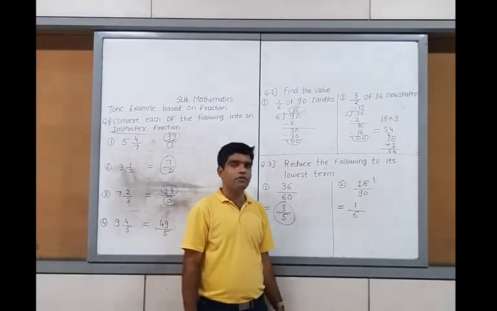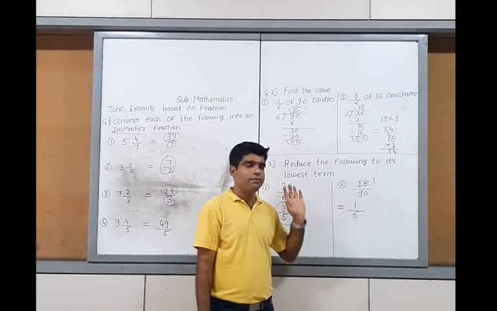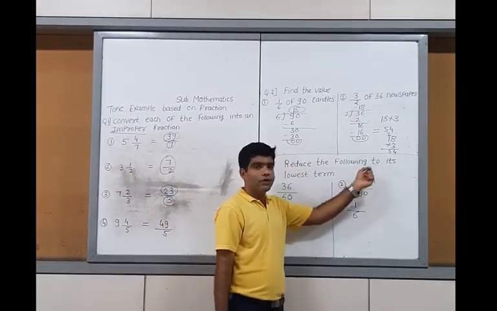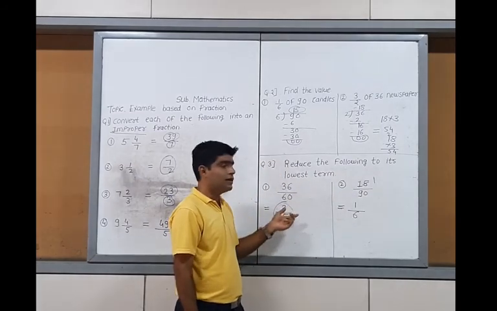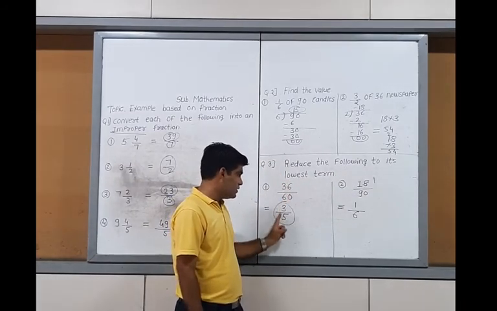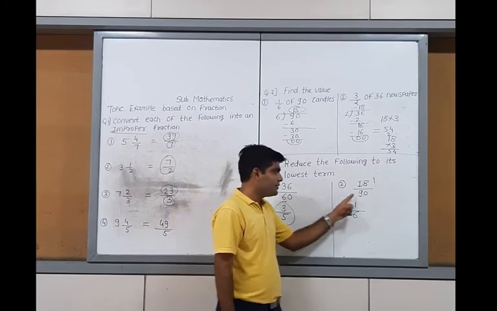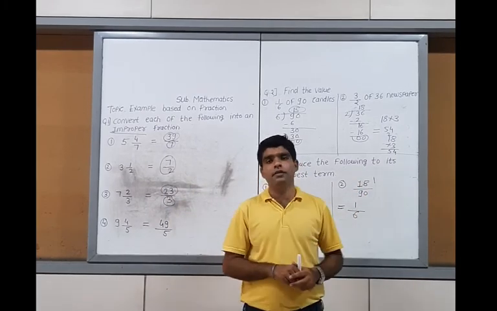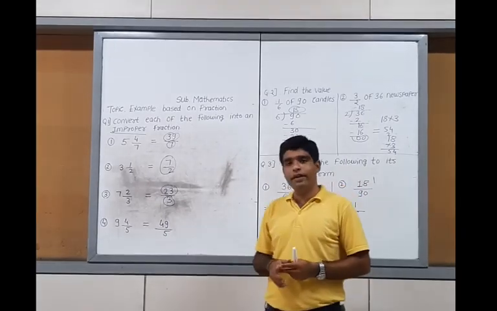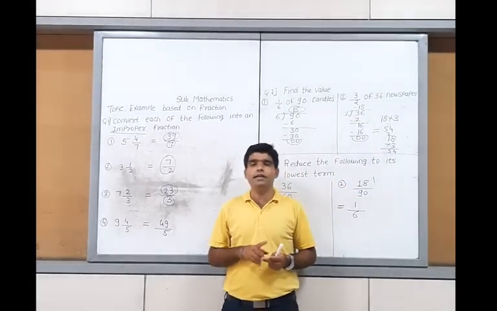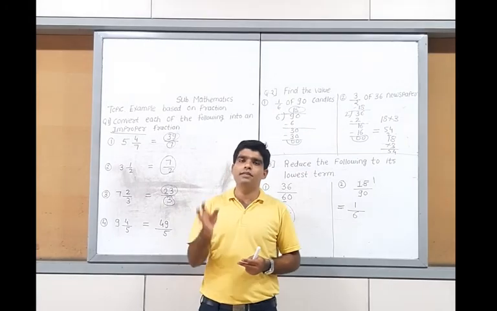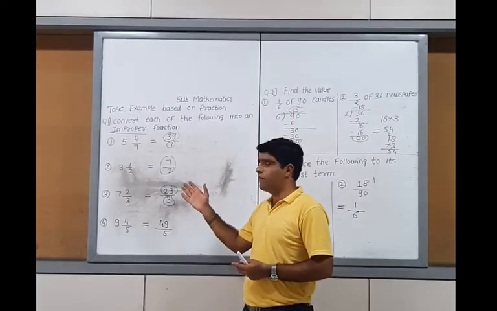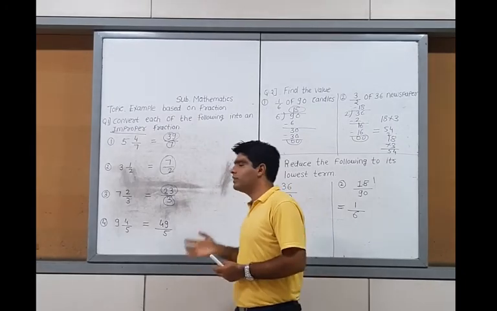You get the same answer. Both examples: reduce the following to its lowest term. 36 upon 60 is equal to 3 upon 5, and the next one, 15 upon 90, is equal to 1 upon 6. Questions number 1, 2 and 3 are all examples based on fractions.